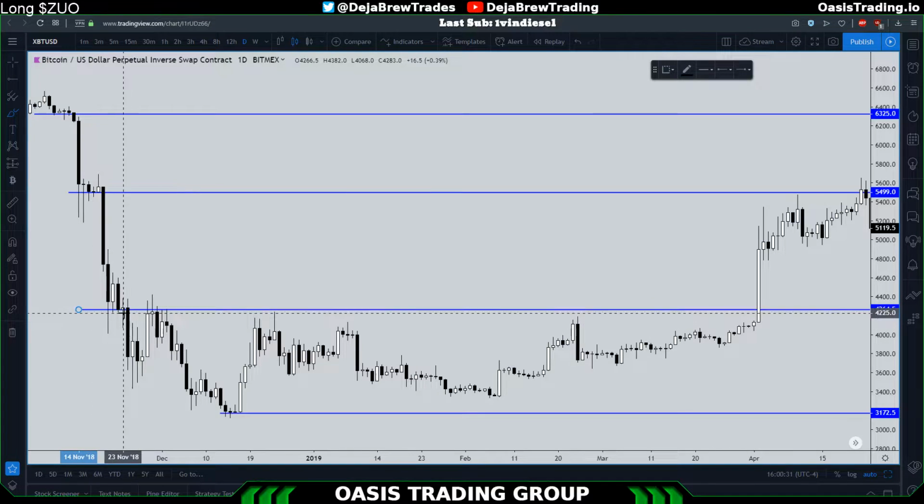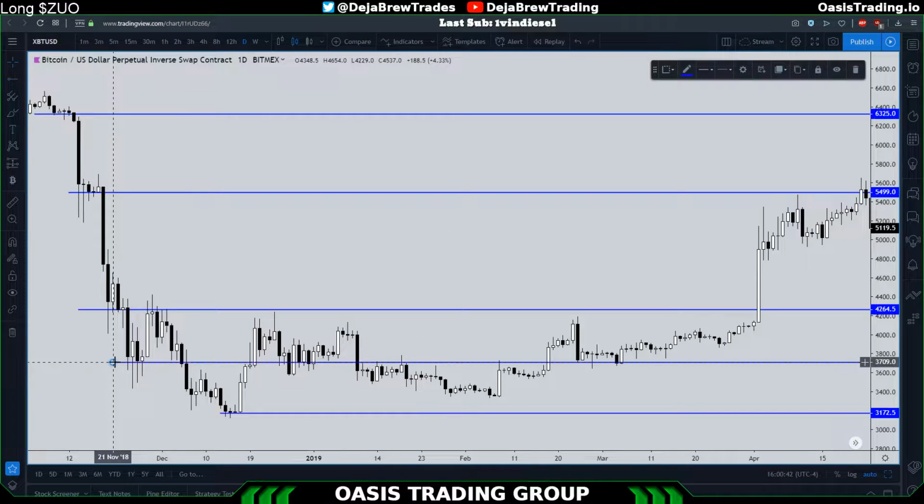So for right here, we have the buyers step in that give us that low. And then the buyers lose, and the sellers step in. And then what happens? Then the buyers step in again and they give us that low. And then we push back up.